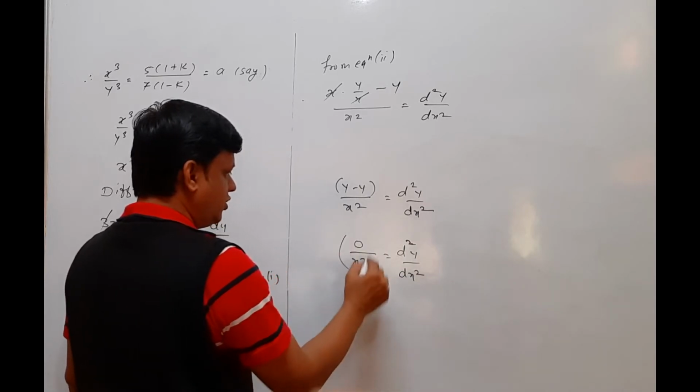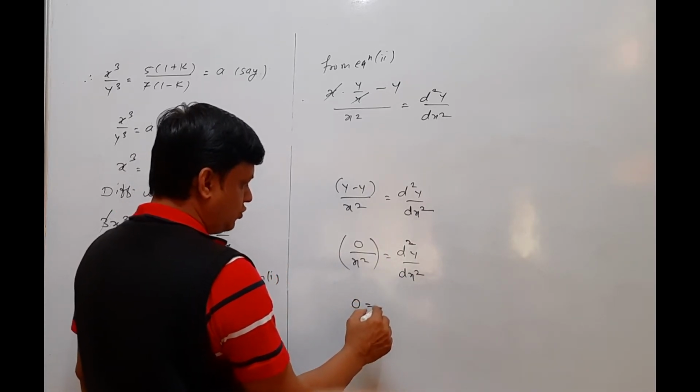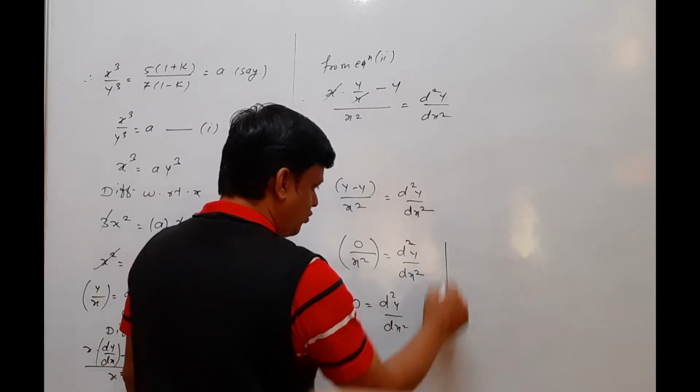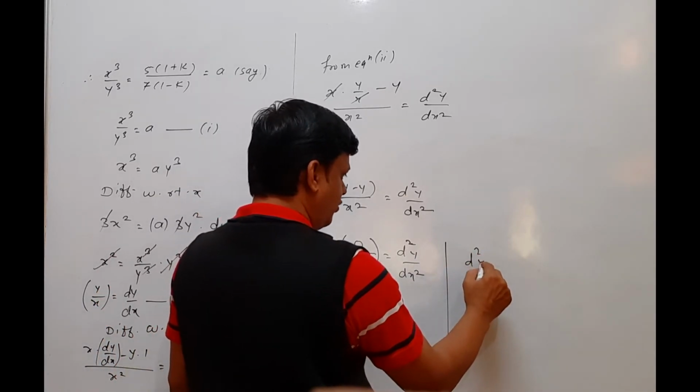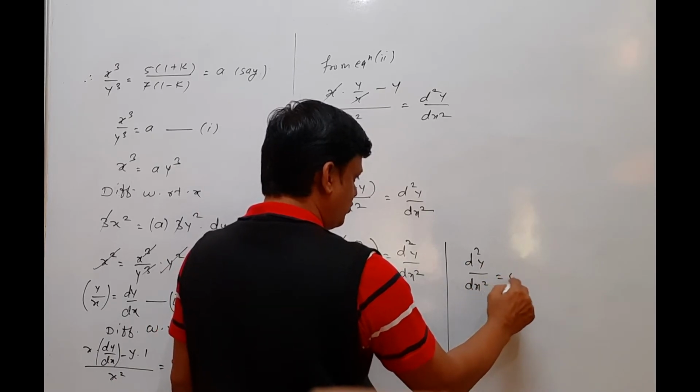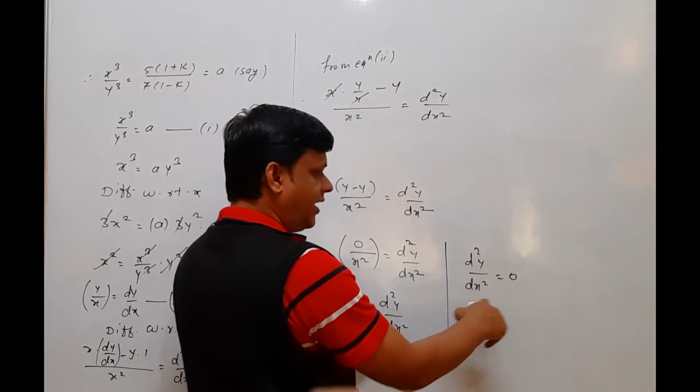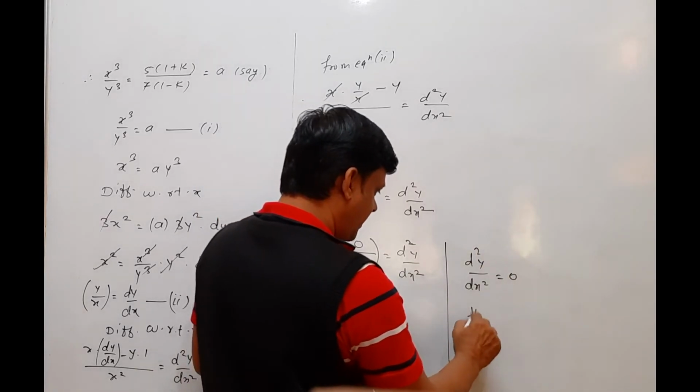And we know that 0 upon any number equals 0. So 0 equals d2y by dx2. We have to show here d2y by dx2 is equal to 0, and we show 0 equals d2y by dx2, that means d2y by dx2 equals 0, hence proved.